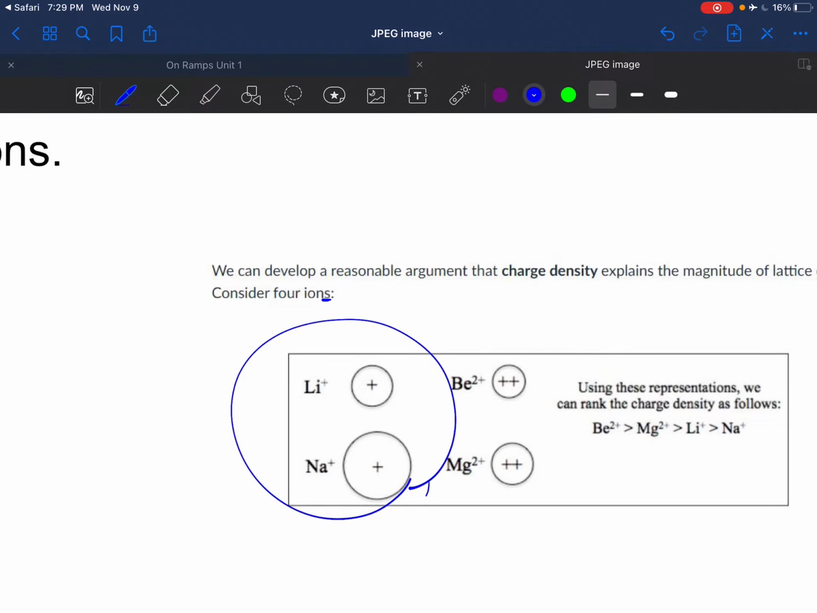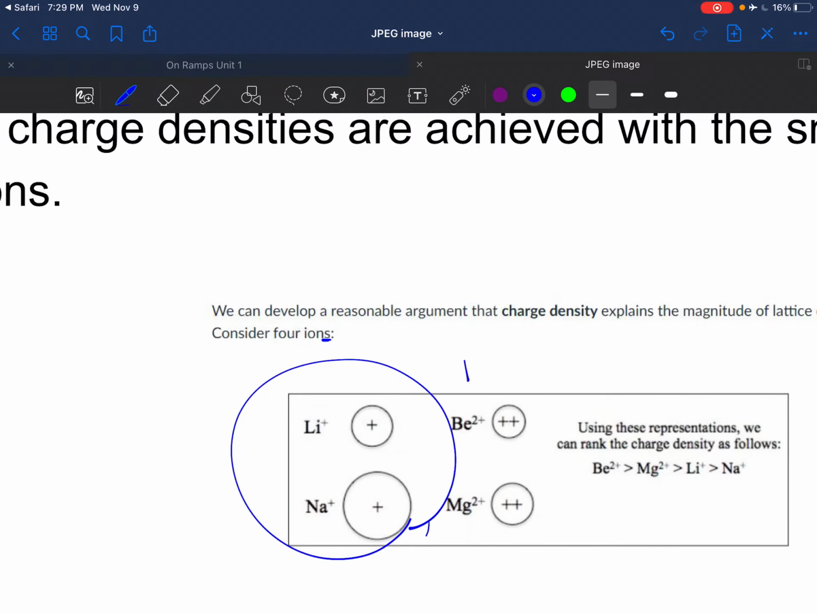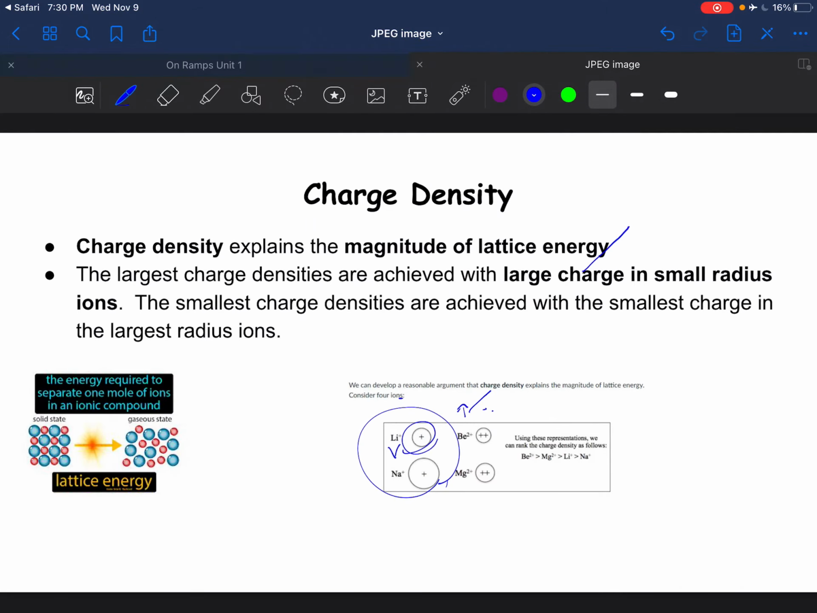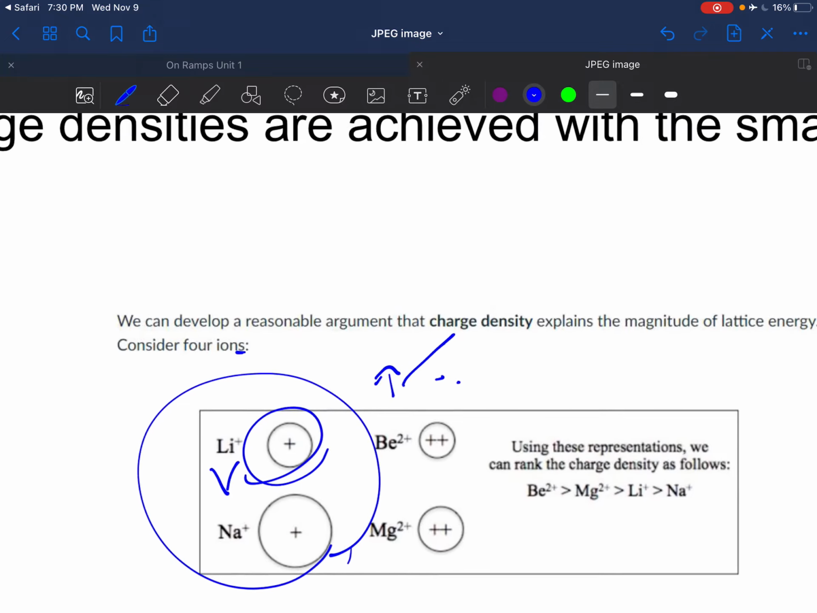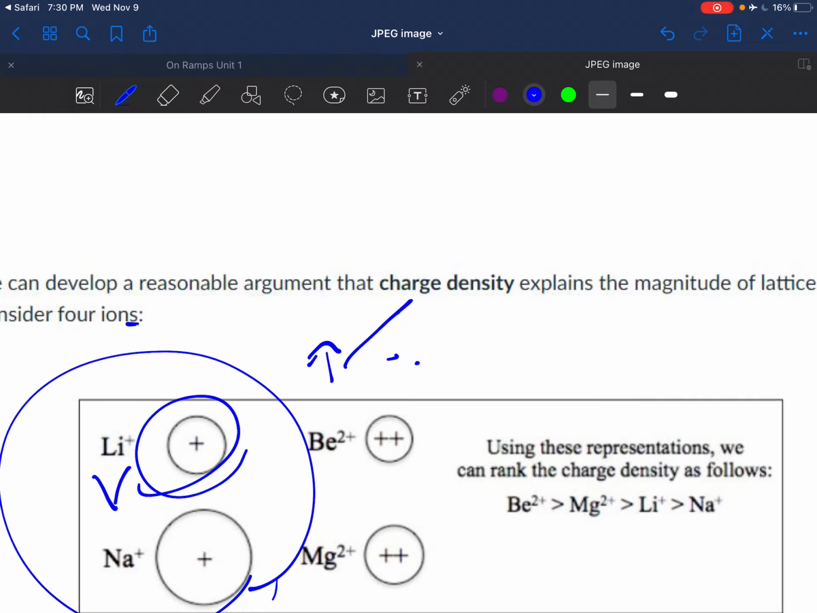Okay, so the one with the higher charge density is going to be the one that is the smallest. So lithium is smaller than sodium. So lithium will have a greater charge density than sodium. Same thing, beryllium and magnesium. Beryllium is smaller than magnesium. So beryllium will have a greater charge density.